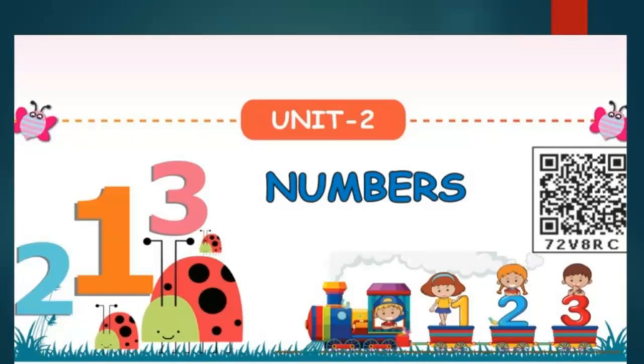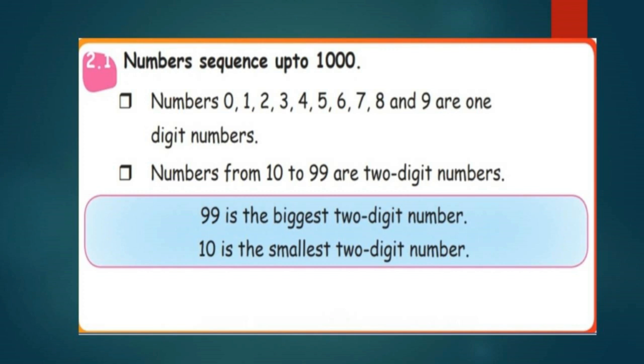Do you all remember what we studied last year? We learned to write numbers, number names, groupings, short form and expanded form of two-digit numbers. Now this year we are going to learn numbers, comparing numbers, even and odd numbers, ascending order and descending order, greatest and smallest digit number, addition and subtraction, more about three-digit number. Number sequence up to 1000.